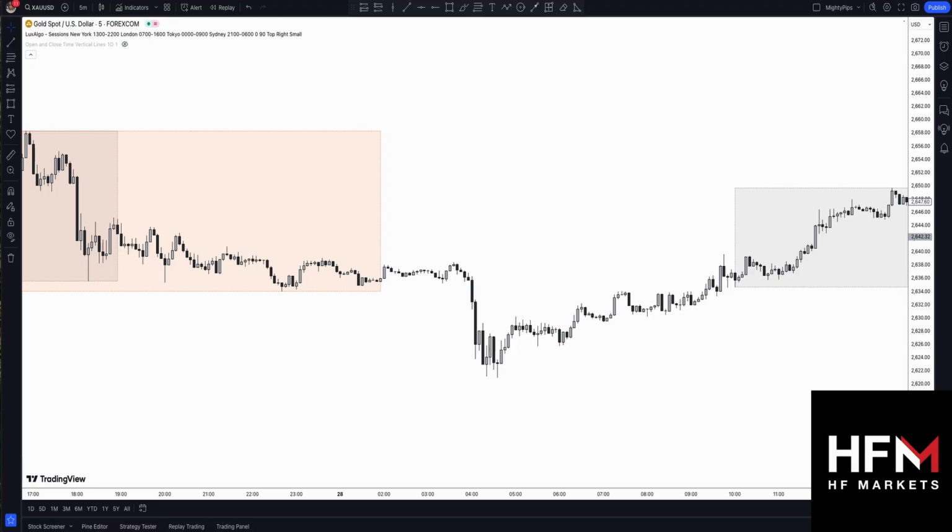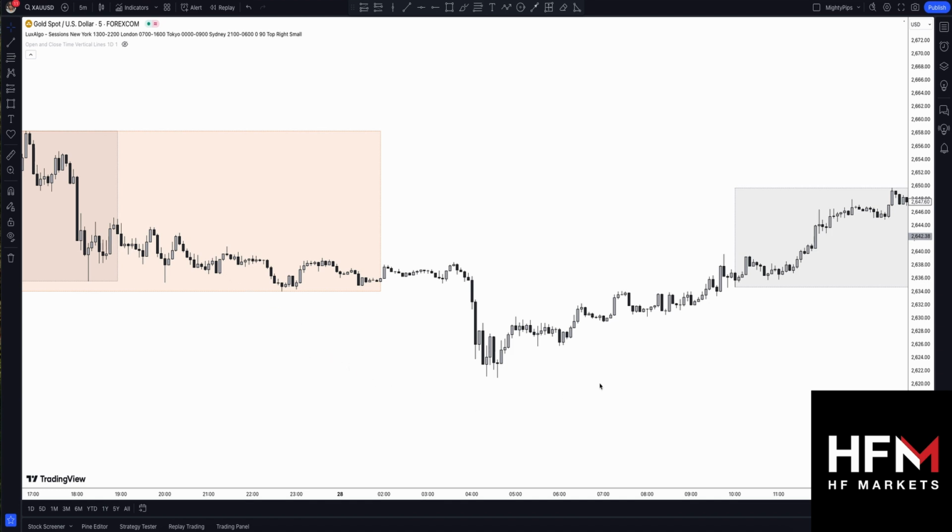So without wasting any time, let's go onto the charts and I'll show you guys how you can use this scalping strategy to benefit from the FX market. Let's go right now. This is a 5-minute gold chart as we are going to look at a scalping strategy.